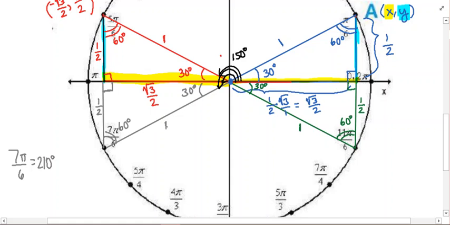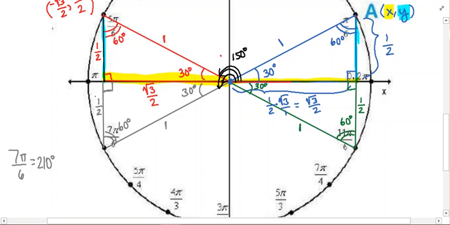That's a distance of 1. So that means the short side right here, across from the 30-degree angle, is 1/2. And then the other side, across from the 60-degree angle, is the square root of 3 over 2. It matches; it shares that side with the red triangle.